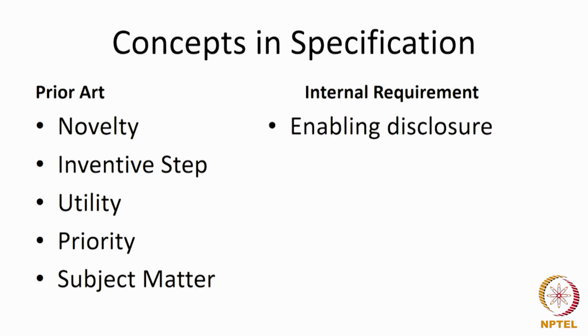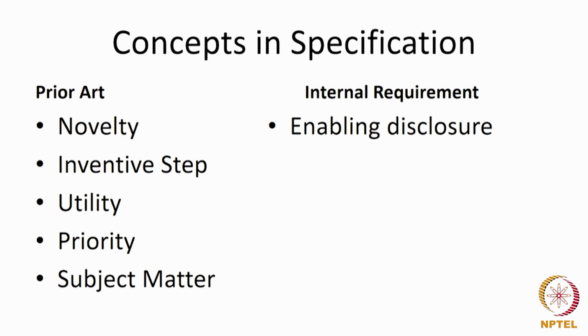Now, with regard to the internal requirements, there is a concept called enabling disclosure. So, in the descriptive part, you are going to describe the invention with examples, with illustrations, drawings, and showing how the invention works. Now, the standard of disclosure is that the disclosure should enable a person skilled in the art to come up with the invention, to make the invention. So, there is a particular standard.